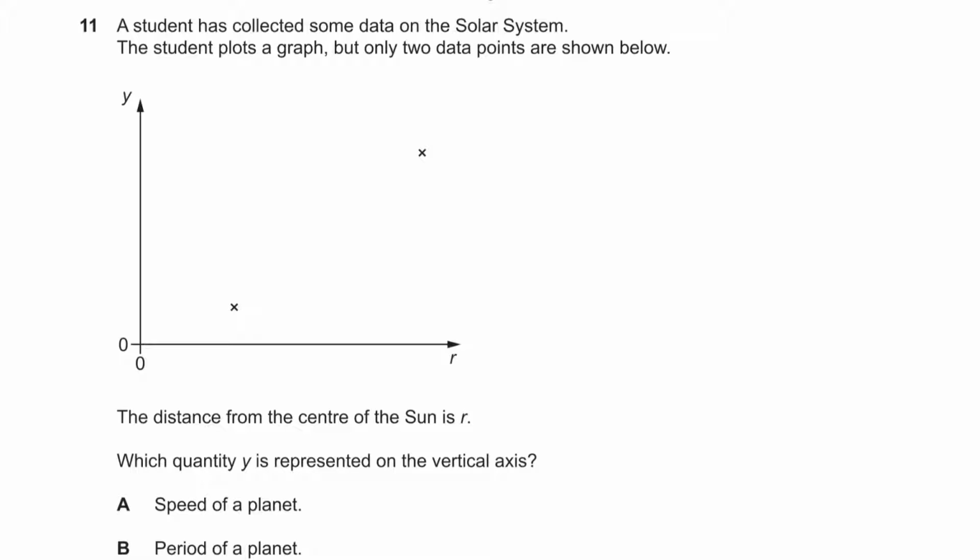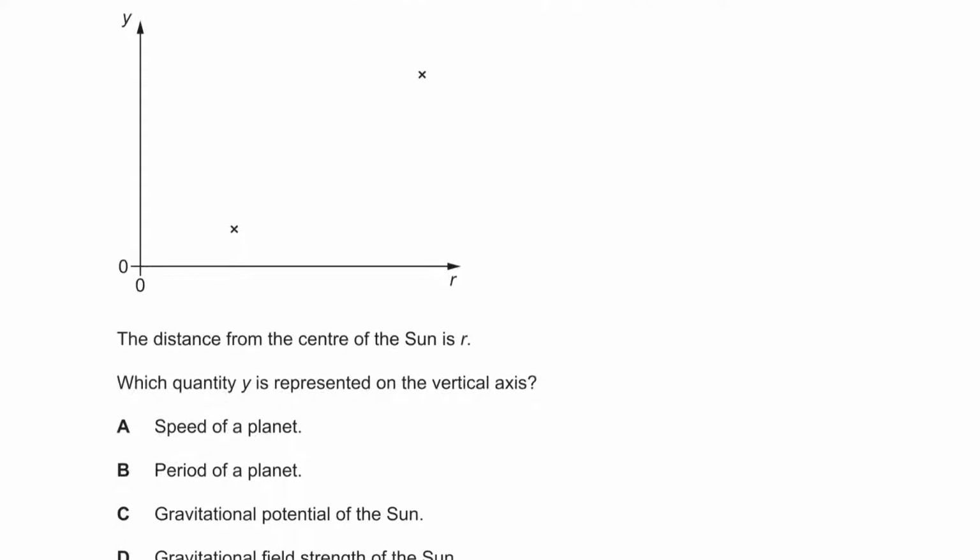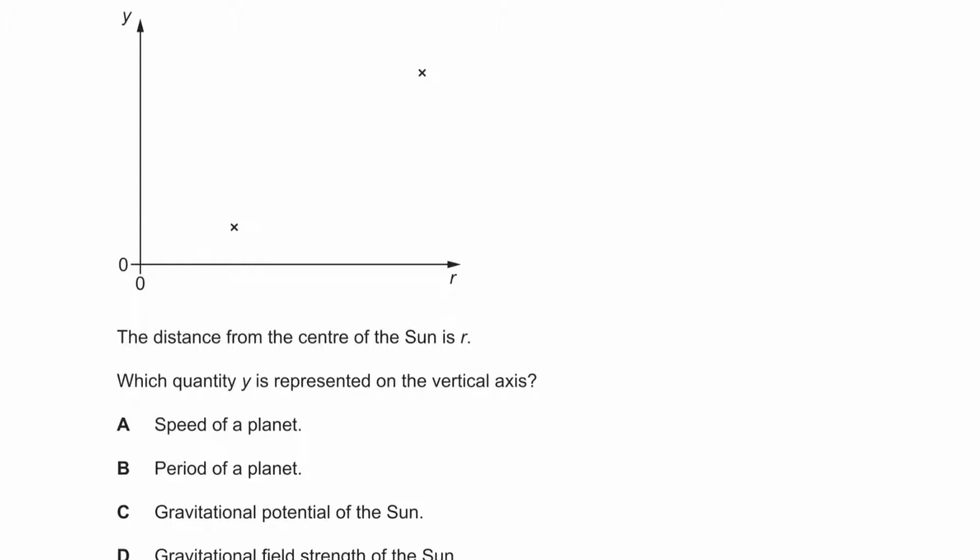11, solar system. We have 2 points. The distance from the center of the sun is r, which quantity y is represented on the vertical axis? Okay, so these are not proportional. This is not a straight line graph, so we can say that y is going to be proportional to r to the power of something, but it's not going to be 1. We know that y is not going to be directly proportional to r.